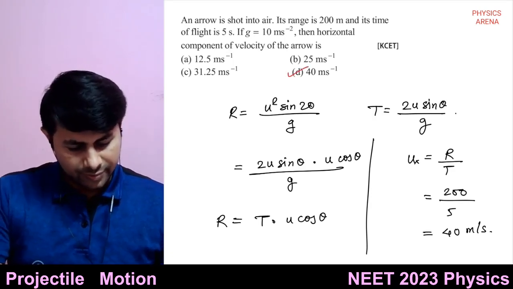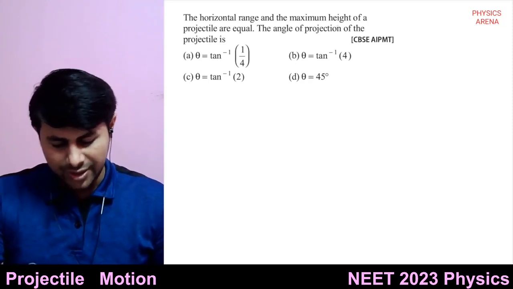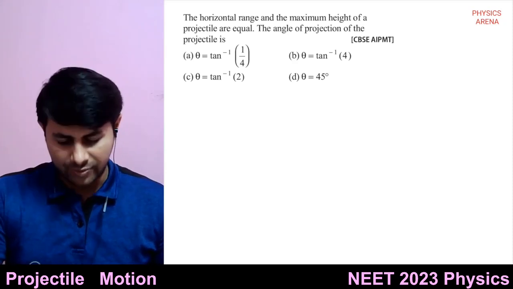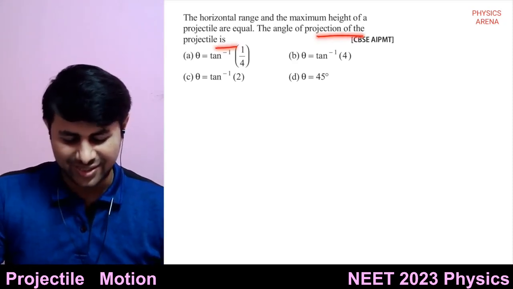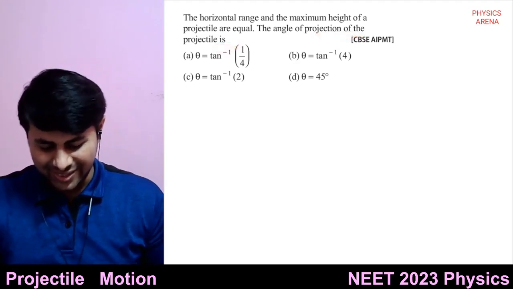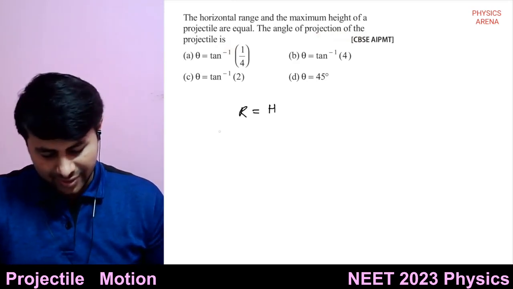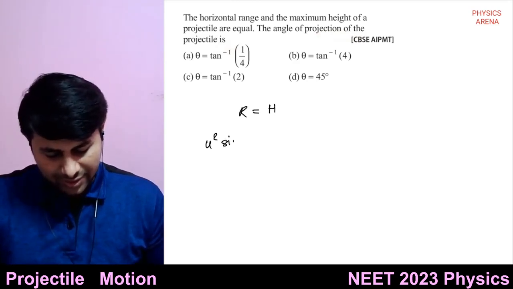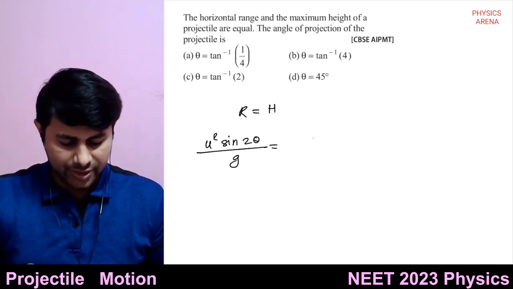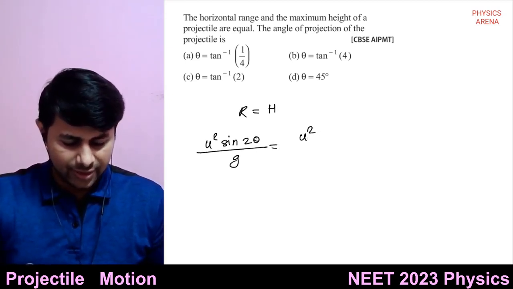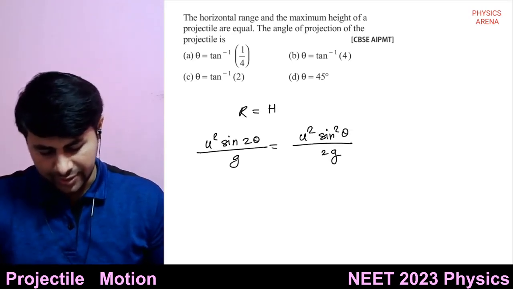All right. This one: horizontal range and maximum height of projectile are equal. This is a different question. The angle of projection of projectile is asked. So they are saying horizontal range R is equal to H. So u square sine 2 theta upon g is equal to H, which is u square sine square theta divided by 2g. And we want the angle theta.